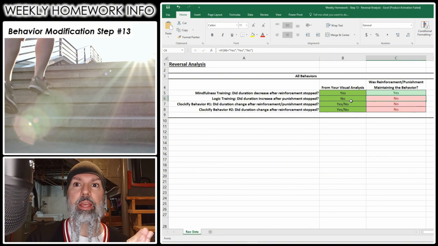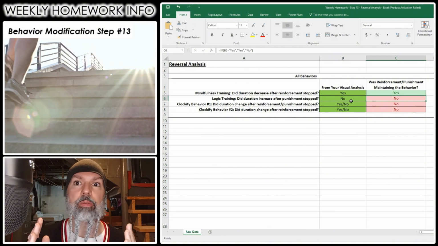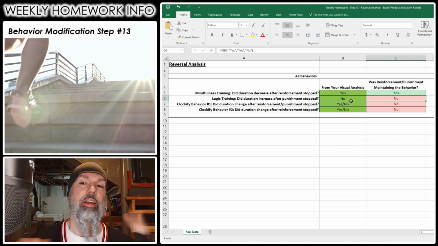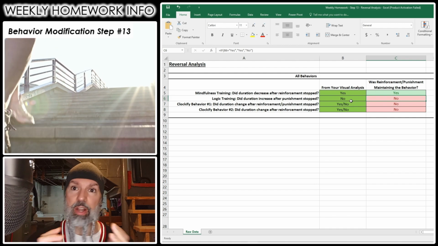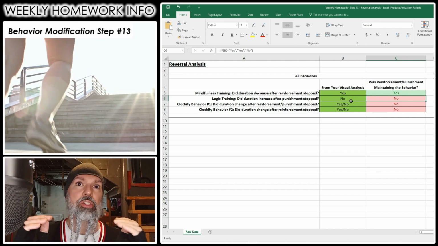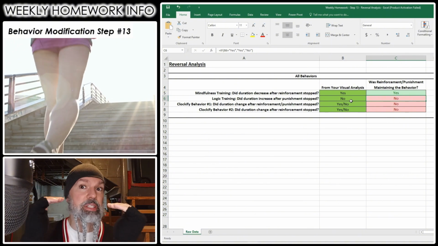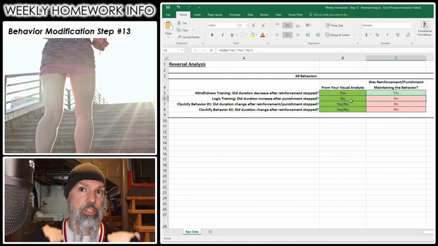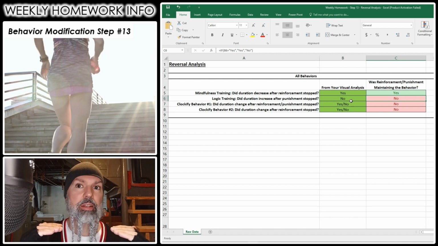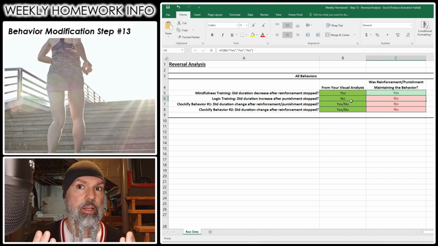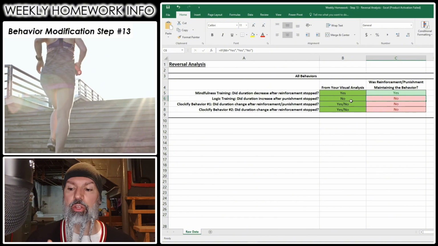So it could be that you were in a competition with your friends and you all got together and started comparing logic training speed. So you were not going to allow your friends to win. So that competition and doing better than your friends, that was now the reinforcement that was supporting the decrease in logic training. It could be that there was a natural reinforcement that took over. Maybe you just liked it.